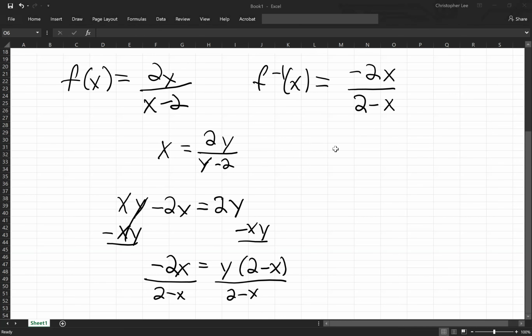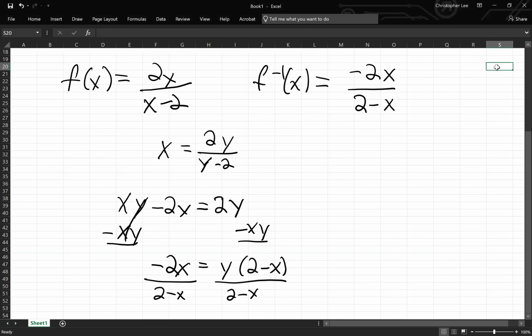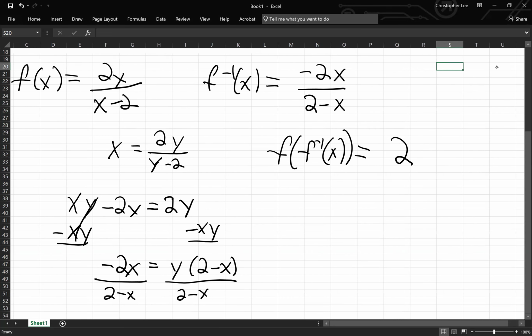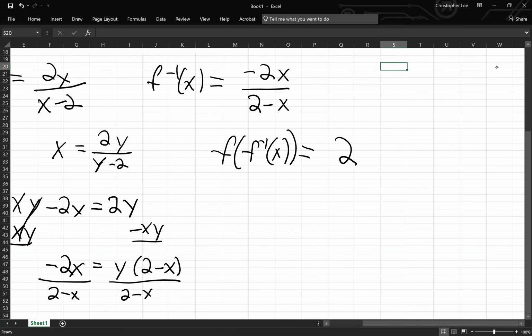All right, so let's pick up where we left off. I wanted to do f of f inverse of x. Right, so I'm literally taking the inverse and plugging it in. So this is going to become 2. Now, if this equals x after I'm done plugging it in, then it is in fact an inverse. This is what I'm verifying right now.